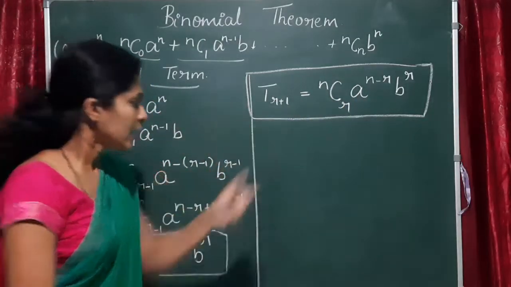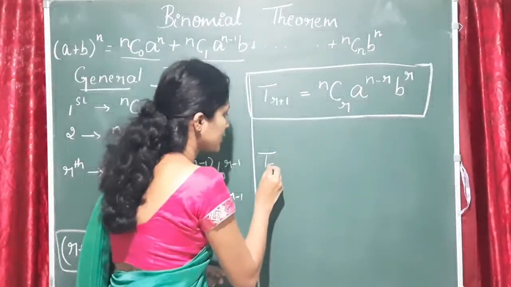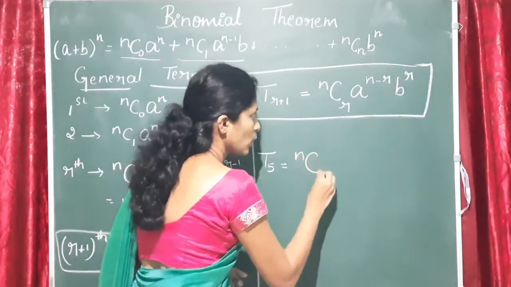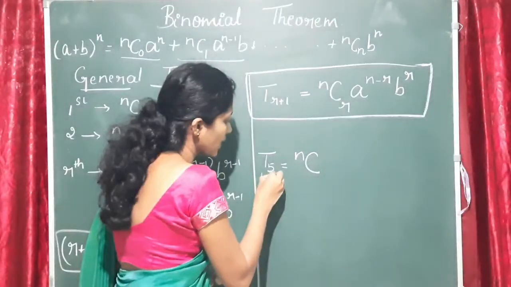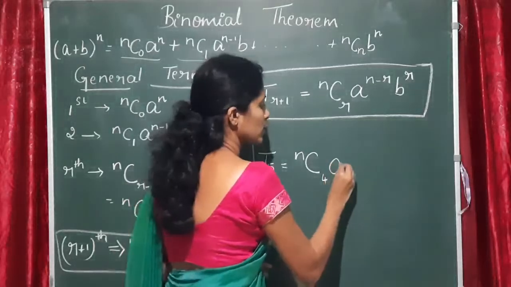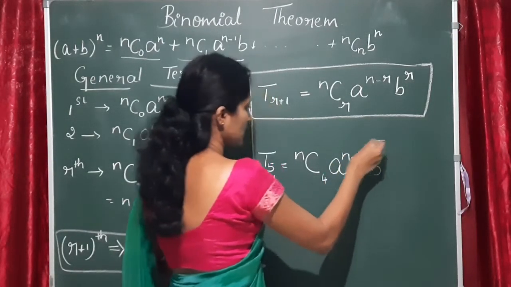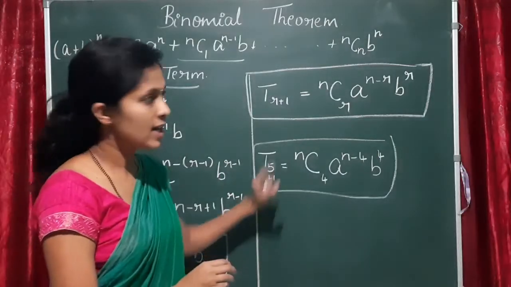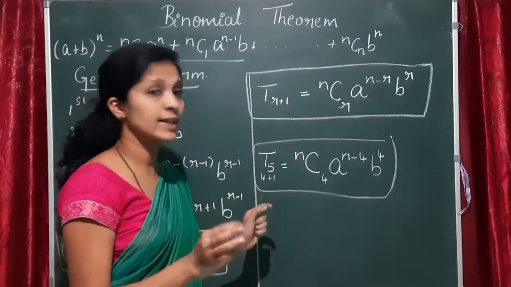If I want to find the 5th term, for example, T5 is equal to nC, what is the value of r? 1 less than this. 5 can be written as 4 plus 1, right? r will be 4, nC4 a to the power n minus 4 and b to the power 4. So this will be the 5th term. Is it clear? So this is about the general term. Now the last concept is finding the middle terms.